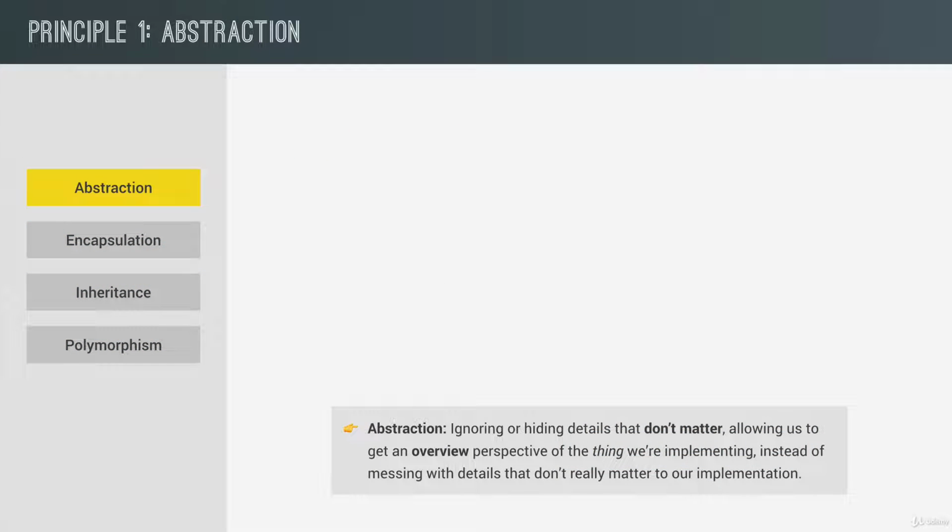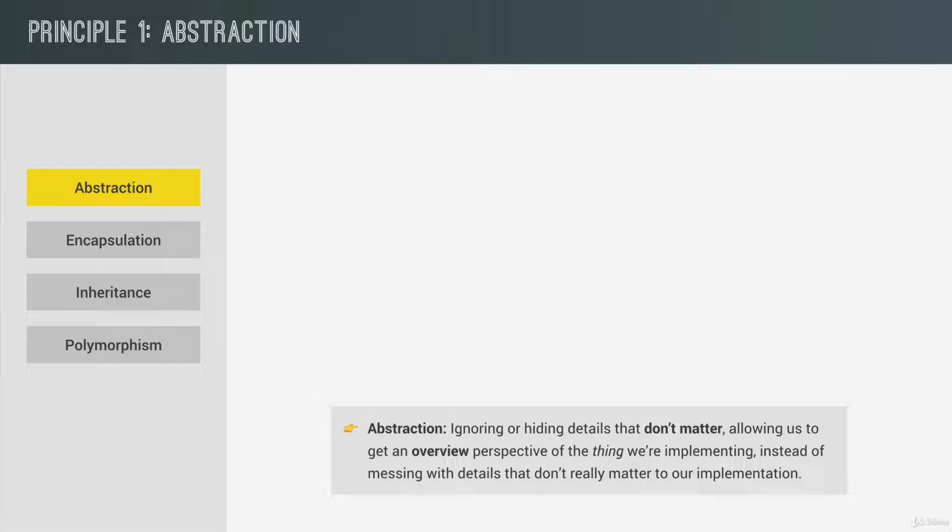And the first one is abstraction. And abstraction basically means to ignore or to hide details that don't matter. This allows us to get an overview perspective of whatever it is that we're implementing instead of messing with details that don't really matter to our implementation.